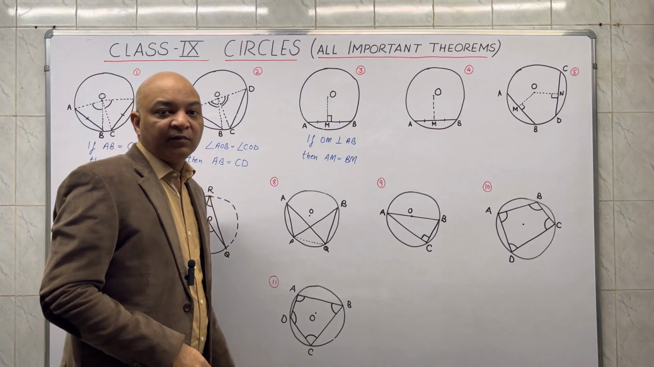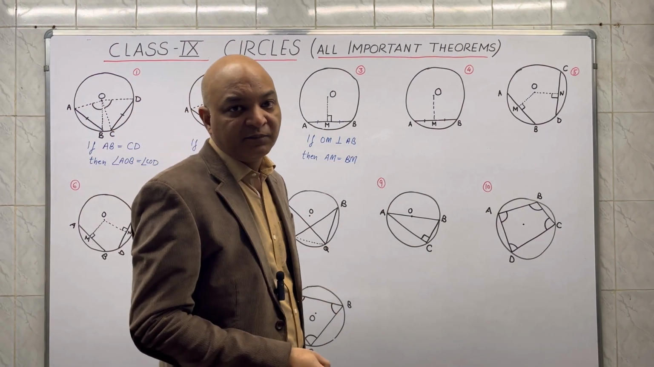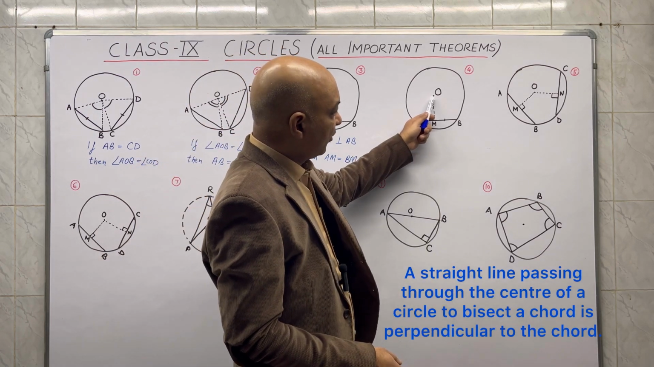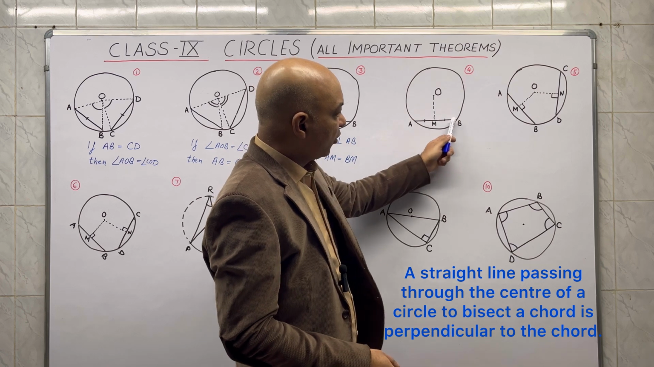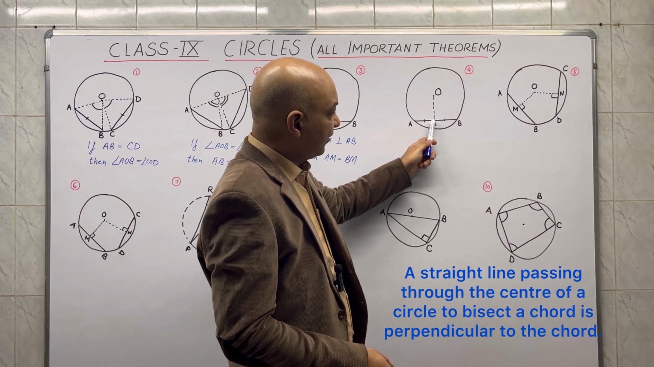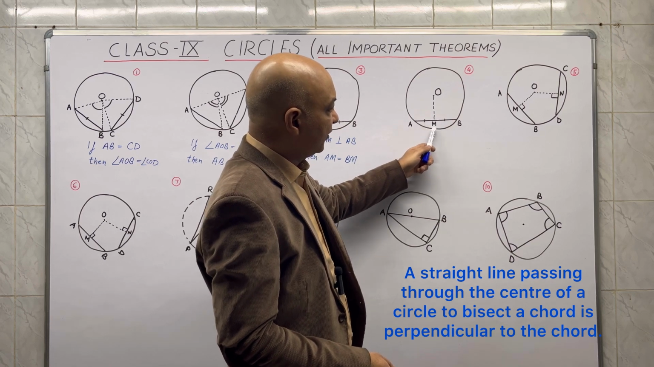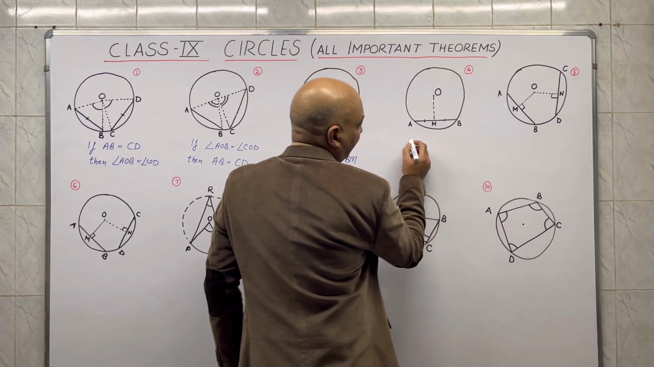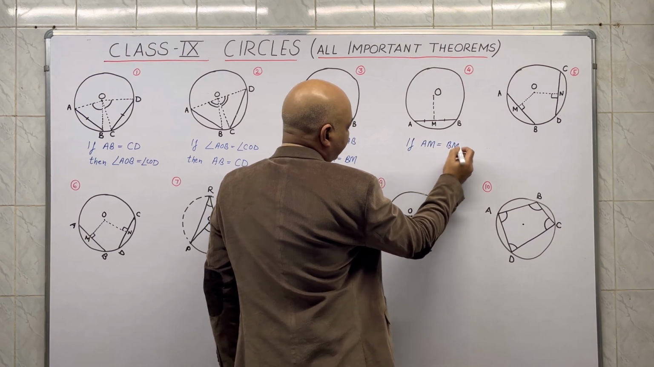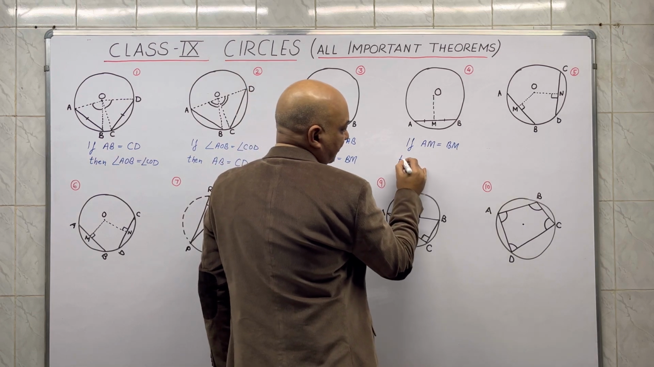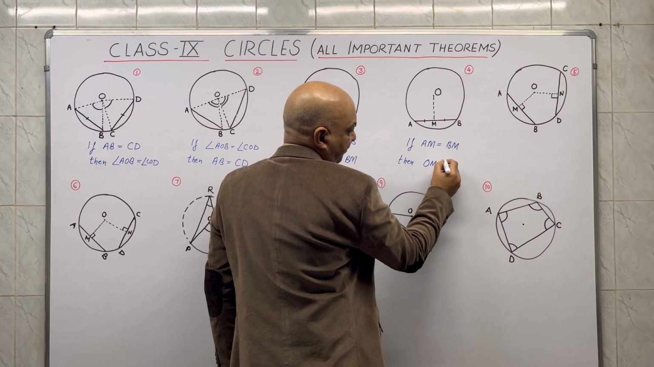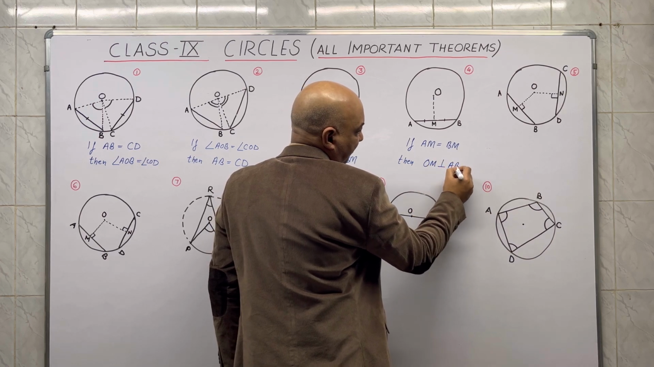Now, the fourth theorem is the converse of the third theorem. It states that if a line is drawn from the center to a chord bisecting it, then this line must be perpendicular to the chord. So if I am now given AM equal to BM, then this line OM must be perpendicular to the chord AB.